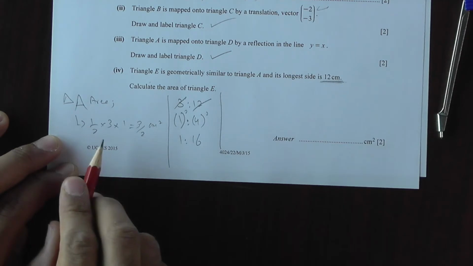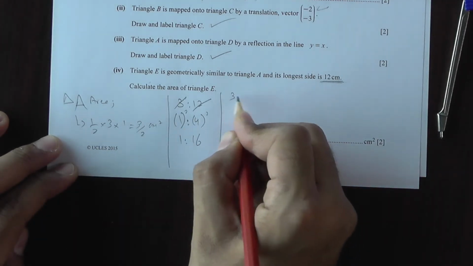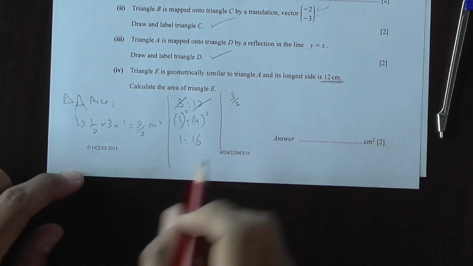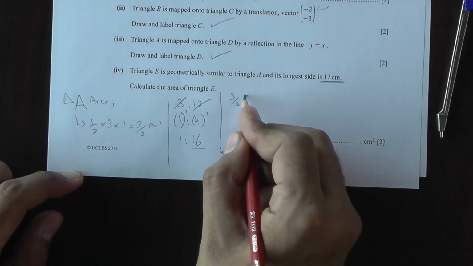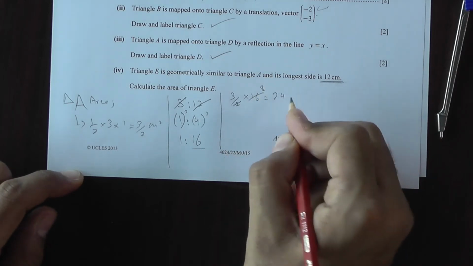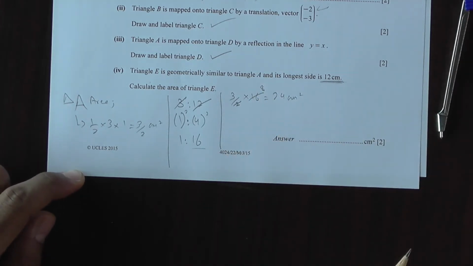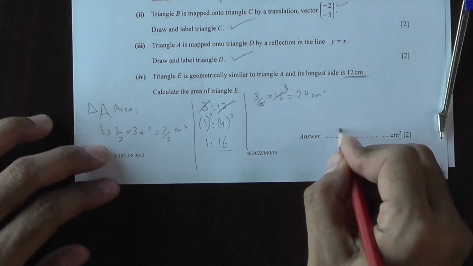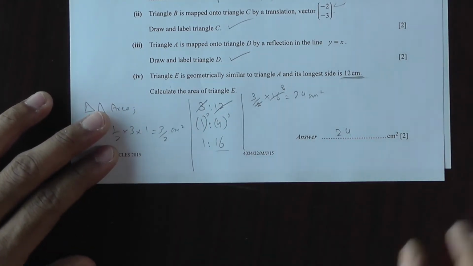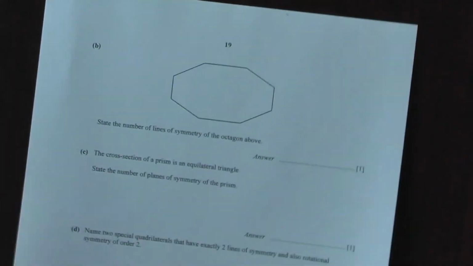And since the area of triangle A is 3 over 2, this is being compared to the area of this. So this gets multiplied by 16. When we multiply this by 16, we get 24 centimeters squared. So our area for triangle E would be 24 centimeters squared. I hope this part made sense. The next part, let's do it.